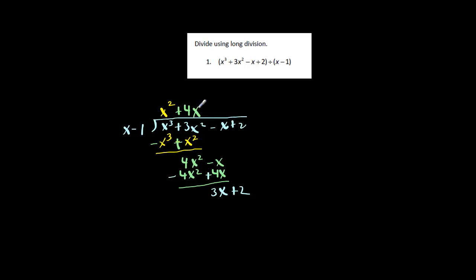X times what is 3x? That would be 3. 3 times x is 3x. 3 times negative 1 is negative 3. Change the signs. So it looks like we have a remainder of 5. So this is your answer.